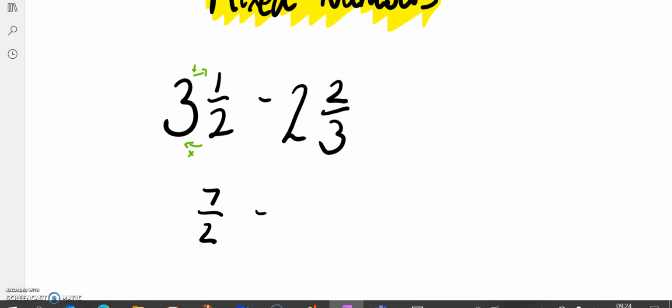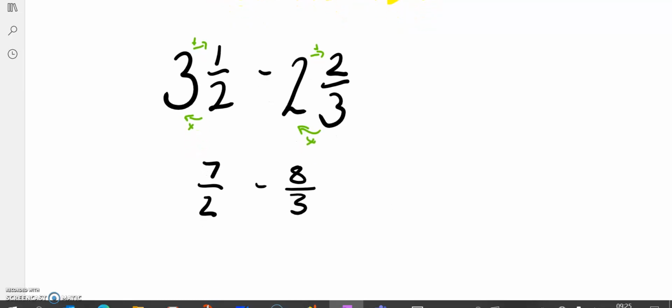2, subtract, I'm going to do something similar here, 3 times 2 is 6, plus 2 is 8. 7 over 2, subtract 8 over 3. That's just how I teach my pupils to do it. Your teacher might have taught you something different.